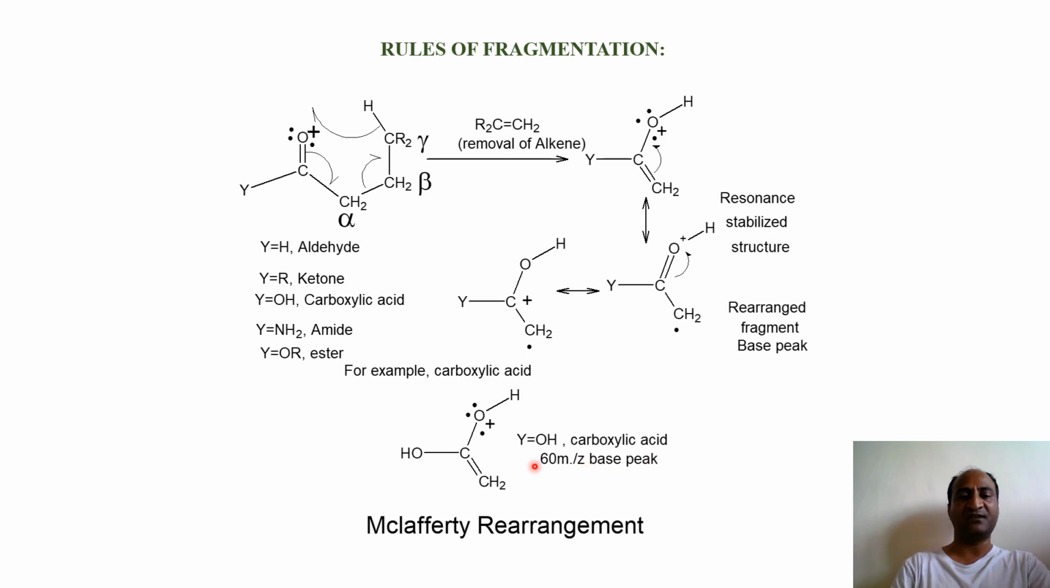And just in place of OH, if we put a hydrogen, it becomes an aldehyde fragment. If hydrogen is there, you just subtract 16 from this 60, then it will be the aldehyde McLafferty fragment. This is how McLafferty rearrangement takes place in any carbonyl compound that has a gamma abstractable hydrogen.